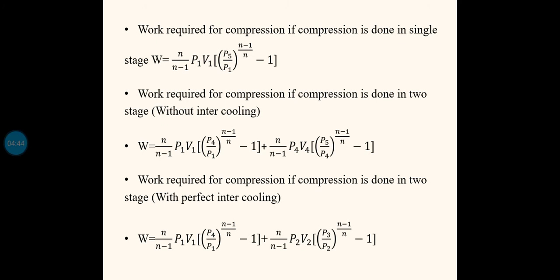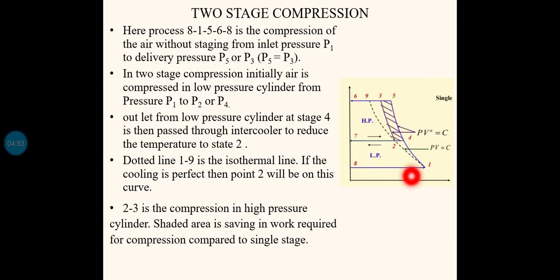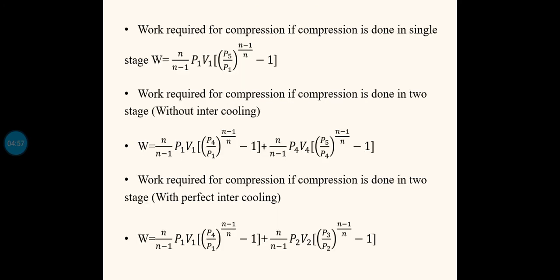Now for the first stage compression the work requirement will be as written here, that is n by n minus 1 P1 V1, and you can see the final pressure in the first stage compression is P4. So I will write here it as n by n minus 1 P1 V1 into P4 by P1 all raised to n minus 1 by n, minus 1, plus you can see from the PV diagram for the second stage compression actually the pressure is P2.